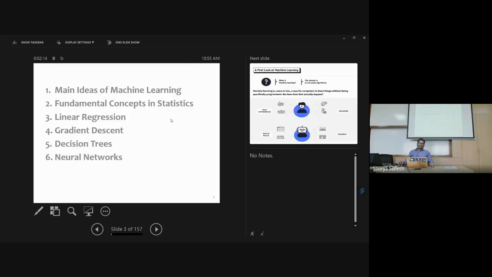So here we are mainly focusing on what is machine learning and what are the main ideas of machine learning. And here the approach is towards mathematics. This session is not coding oriented. We will look into how mathematics and statistics are part of machine learning, and how math plays a major role in machine learning and how it decides the optimal learning process of any model. So we look into fundamental concepts in statistics, linear regression, gradient descent, decision trees, and neural networks.